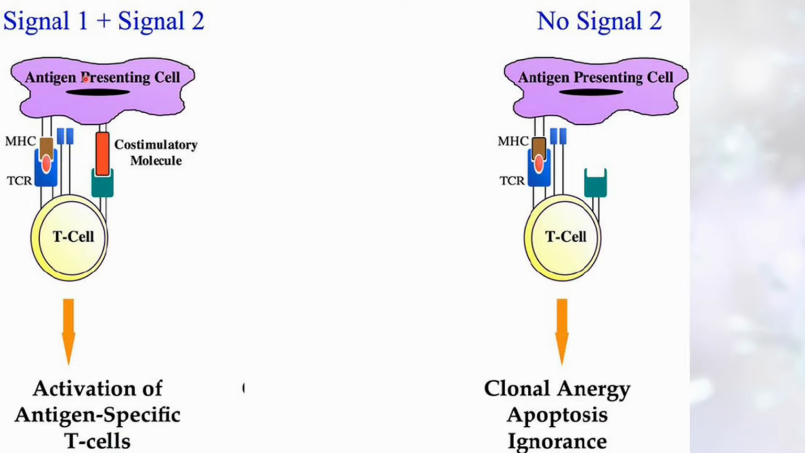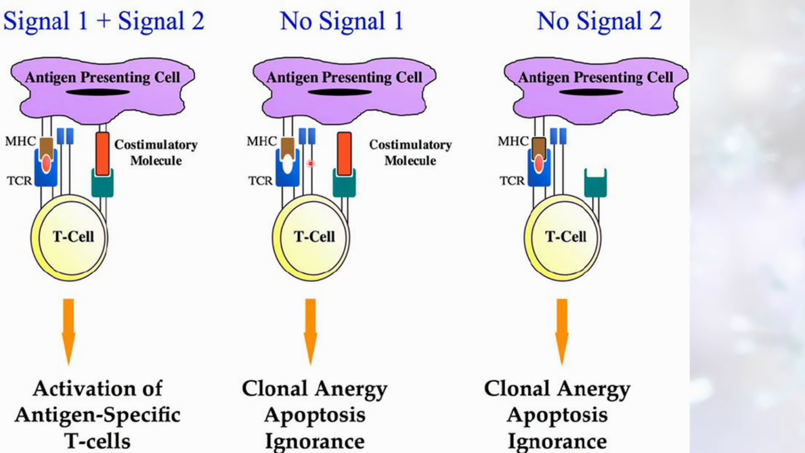So here is an example, guys, of signal 1 and signal 2 together activating antigen-specific T cells. Without signal 2, the T cell becomes anergic. Without signal 1, if you only have signal 2 and no signal 1, there is also anergy.